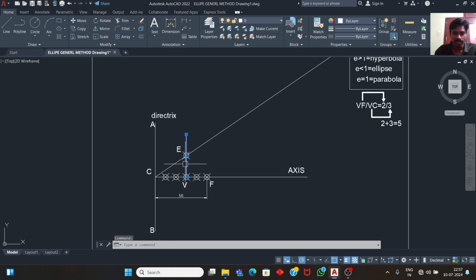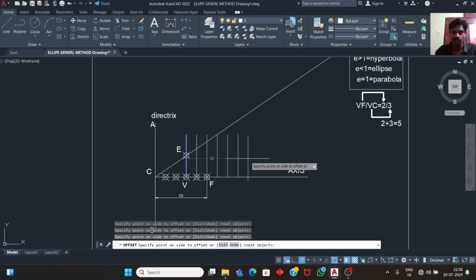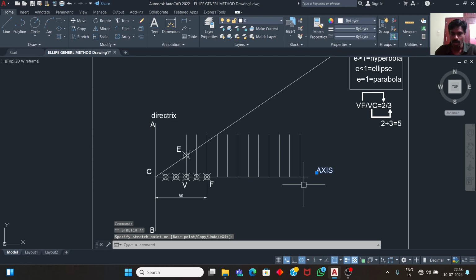So select this line and enter offset, O, enter, and specify the offset distance. I am taking 10 mm as the distance. Enter, and I am selecting multiple. I want up to 10 to 11 points. For that, I am selecting multiple. Click on how many points you want. I have clicked 12 points.